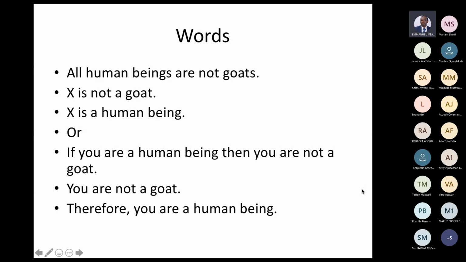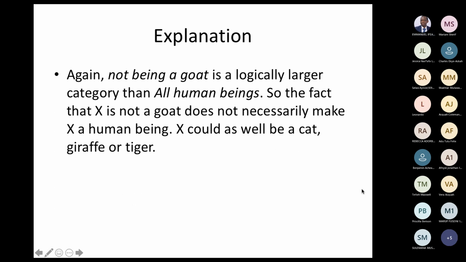Does X not being a goat automatically mean that X is a human being? No. If X is not a goat, he could be anything apart from you. He could be a tiger, a lion, or a giraffe. So again, not being a goat, which is the consequent, is a logically larger category than all human beings, which is the antecedent. So the consequent is logically larger than the antecedent. So the fact that X is not a goat does not necessarily make X a human being. X could as well be a cat, a giraffe, or a tiger.